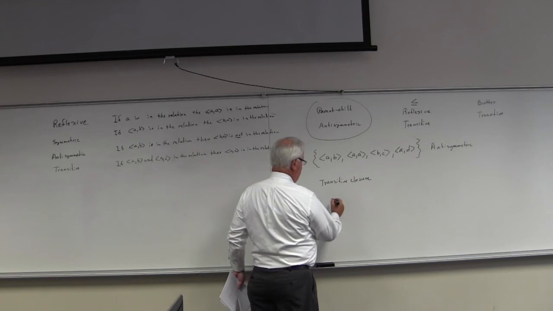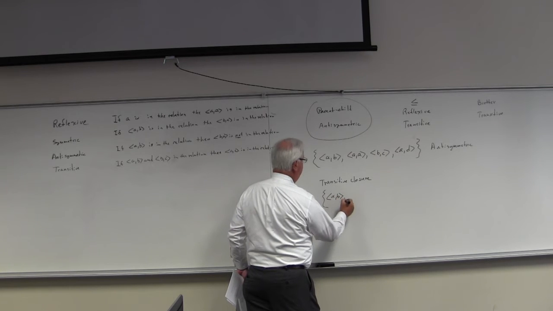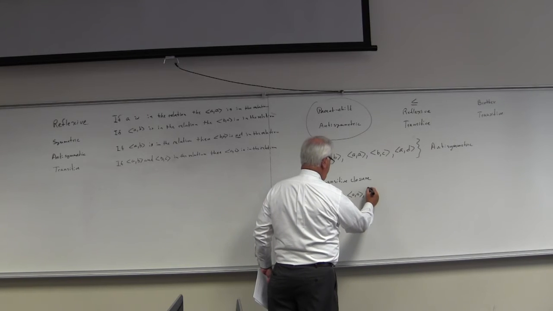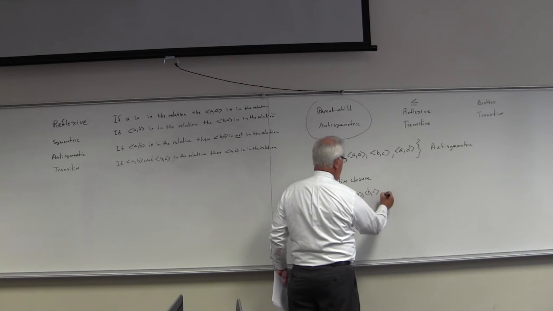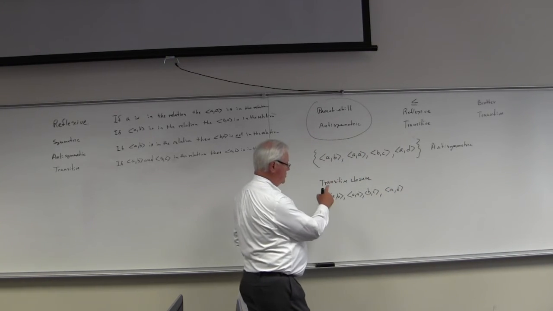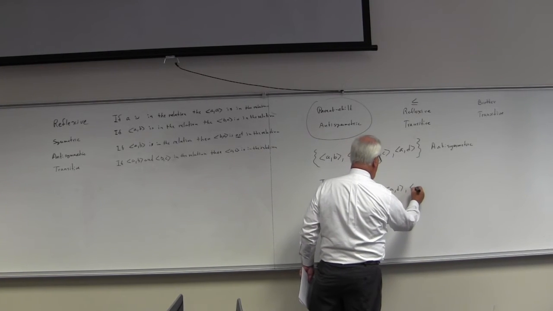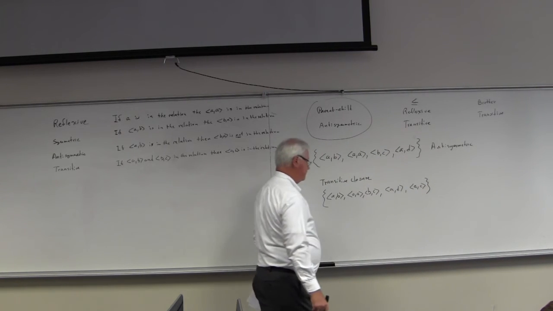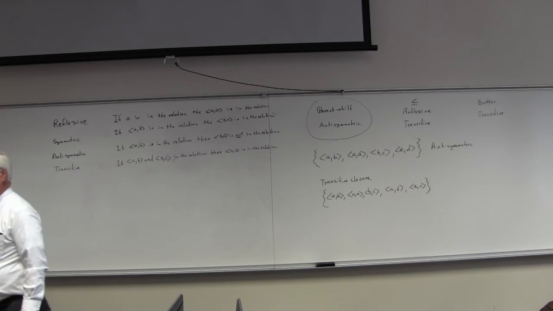So to do transitive closure here, what I would do is I would have AB, AA, BC, and AD, the original ones, so that's the original set, and then I would add AC. Now, that set is transitive.